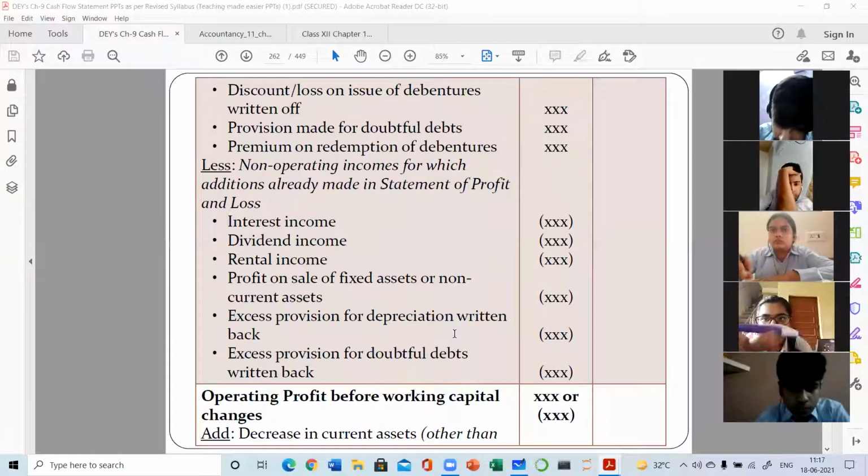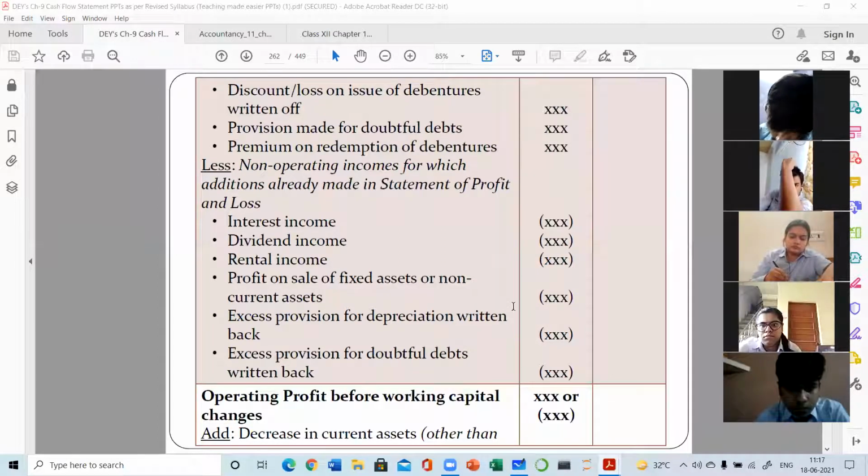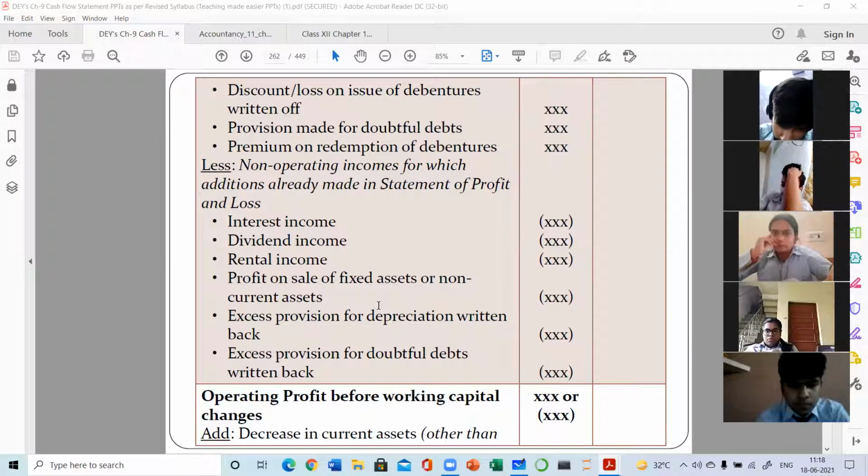Then excess provision for depreciation written back, excess provision, these two will never be used at your class level, so no need to write these two. Instead of this, you can write decrease in provision for doubtful debts. Increase in provision we have added, so the decrease in provision we will be subtracting.